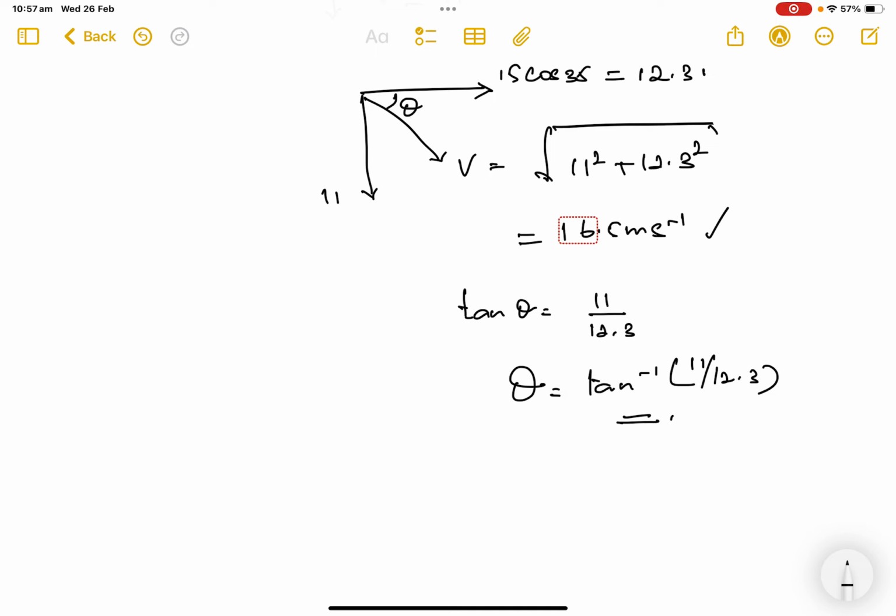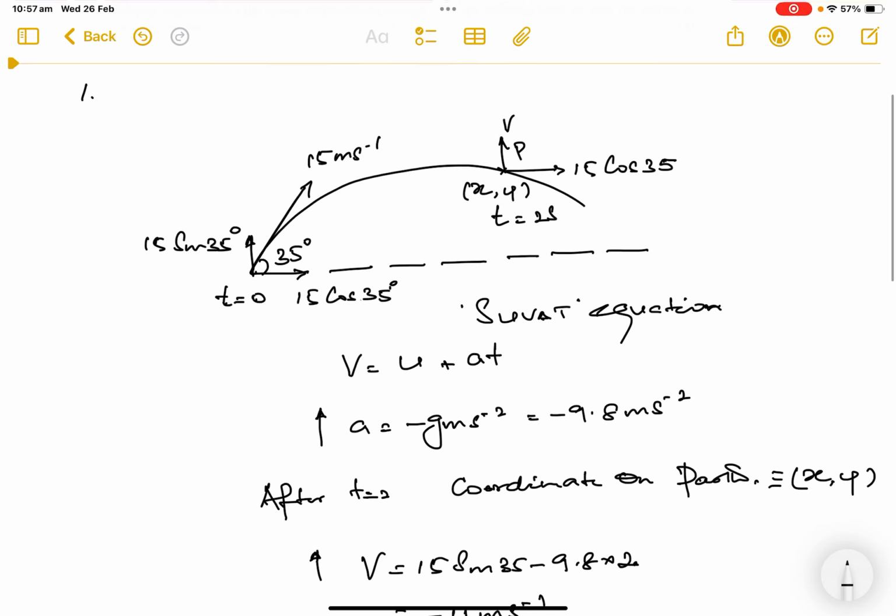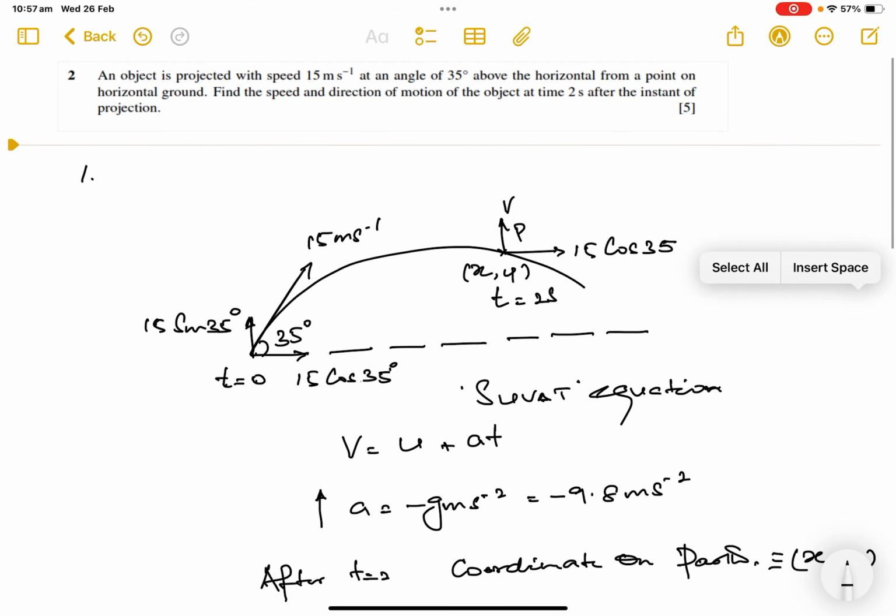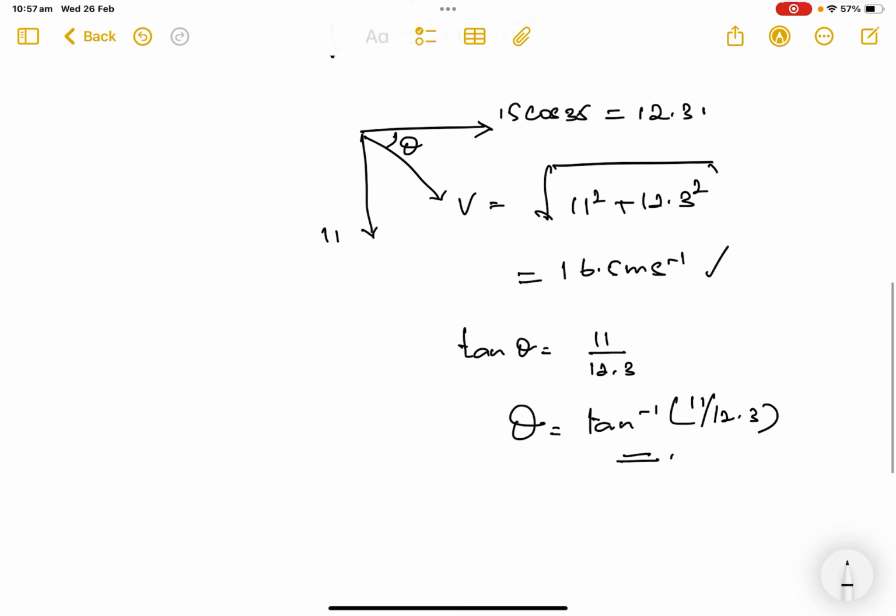So I put a little theta, downwards theta. If you look at it here, the actual velocity is this way. Tan theta equals opposite over adjacent. This is opposite 11, vertical over horizontal, 11 over 12.3. So theta is tan inverse of 11 over 12.3. You can work it out if you want to get the angle in degrees.